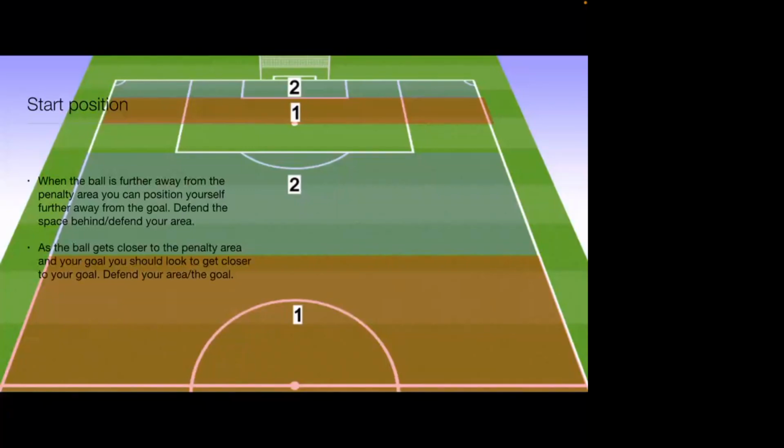As the ball gets closer to your penalty area and naturally closer to your goal, you should be looking to get closer to your goal. So then you're thinking about defending not only your goal, but defend your penalty area as well.